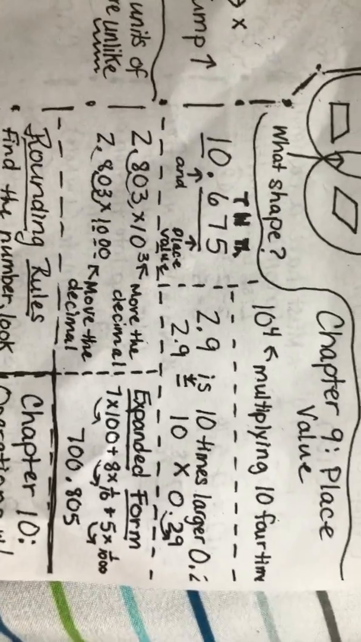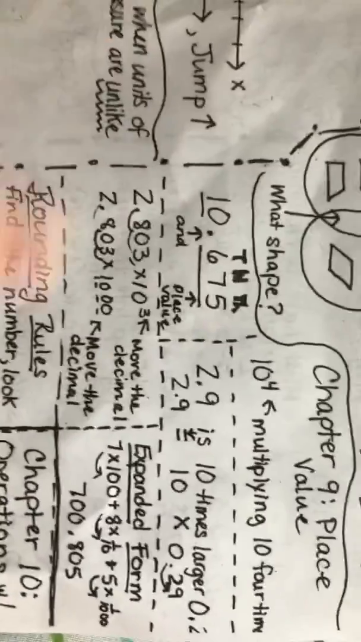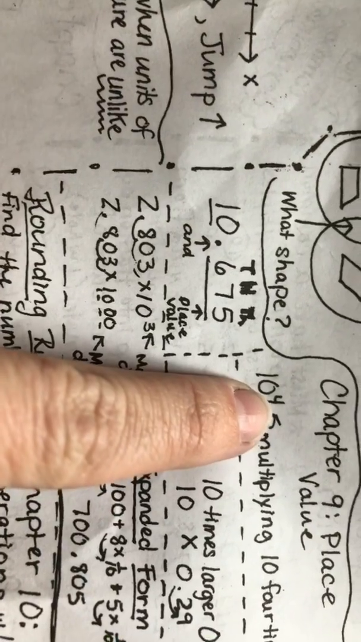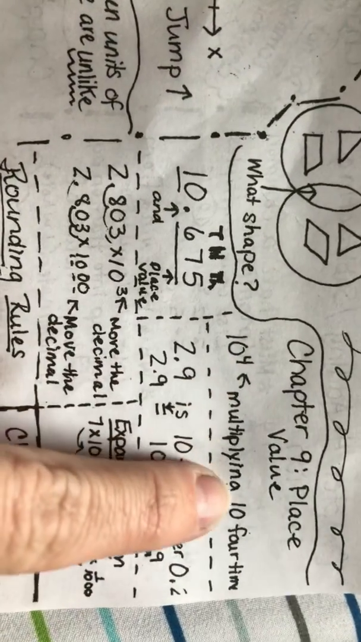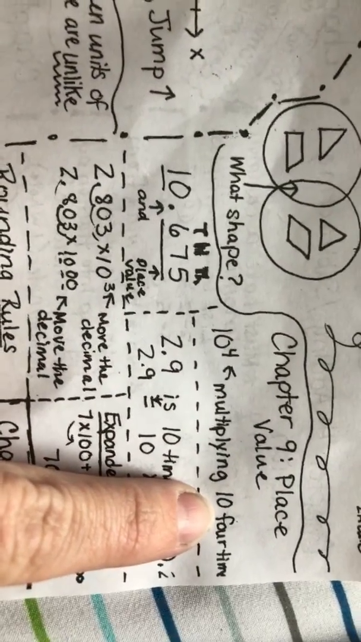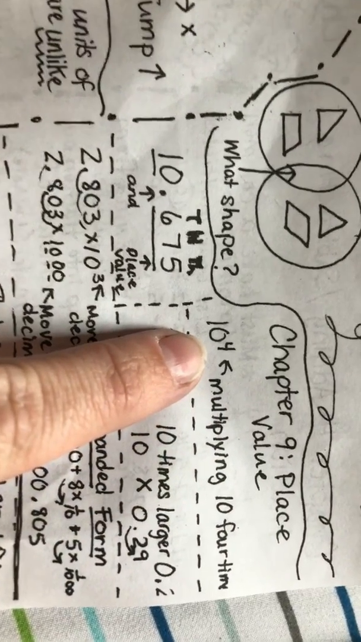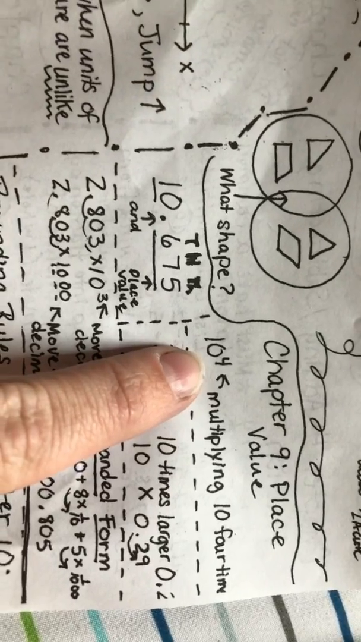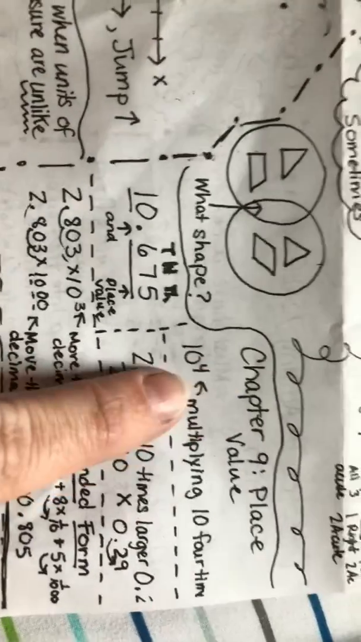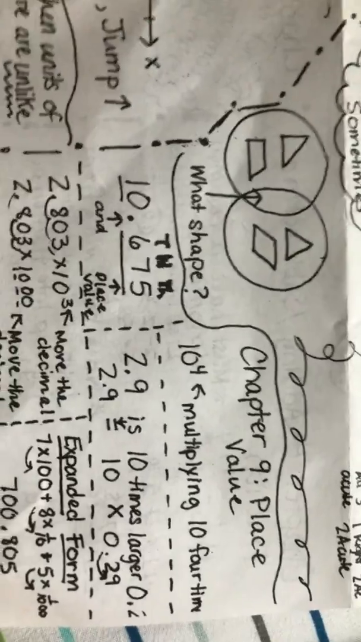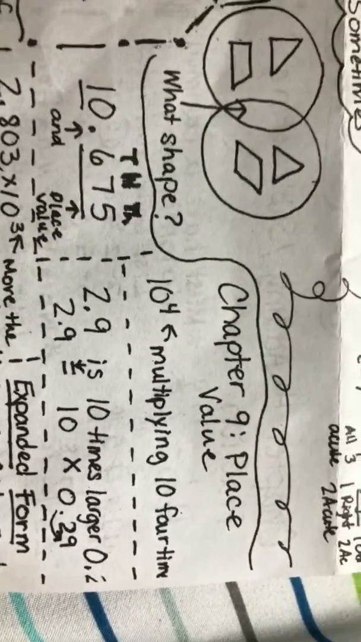Unit 9, place value. Remember that this exponent up top tells you how many times to multiply the number 10. I would multiply the number 10 4 times. This is like saying 10 times 10 times 10 times 10. In other words, how many times to move over each place value? Because each time I move over a place value, my number is becoming 10 times greater or 10 times less.